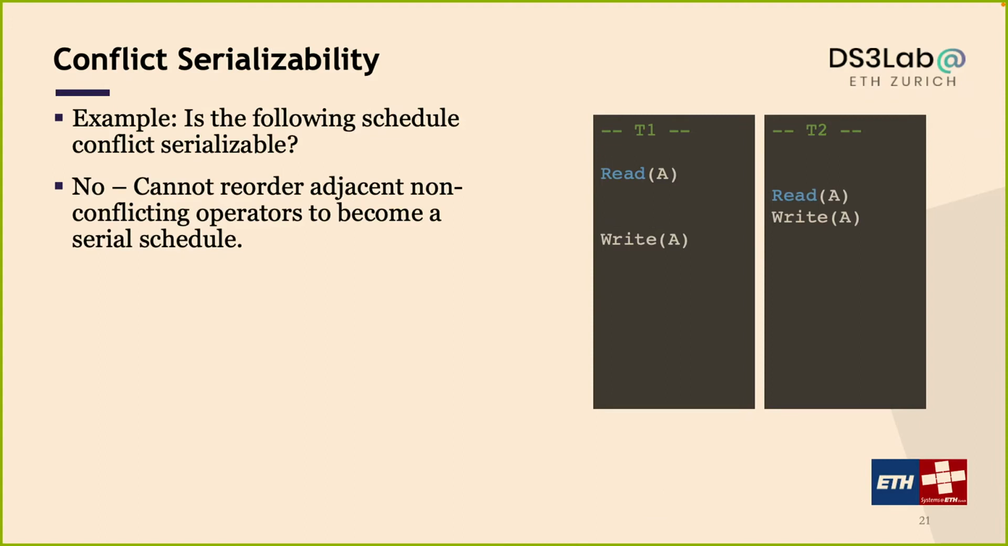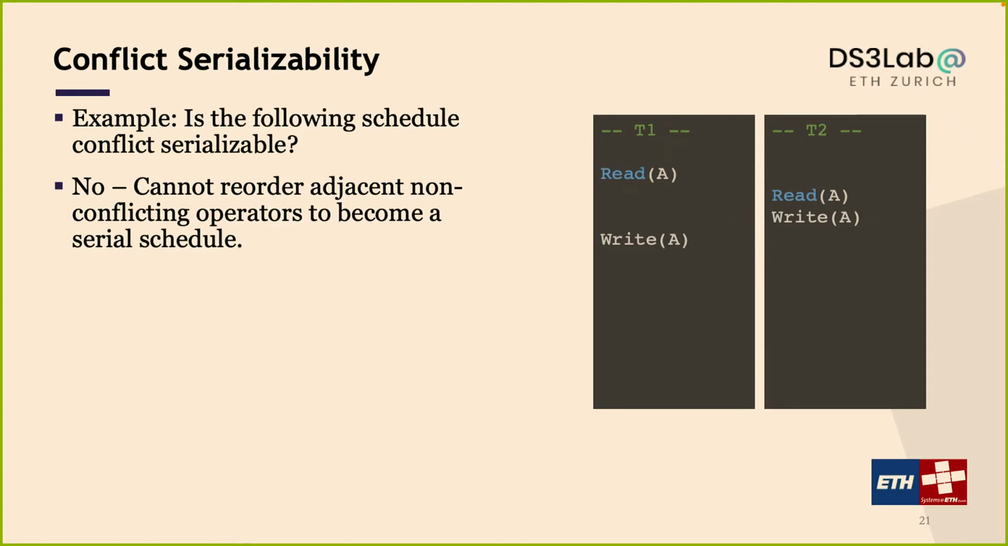So now let's look at one example. I have these two very simple transactions, T1 and T2. T1 reads A, and then T2 reads A, writes A, then T1 writes A. Is this schedule conflict serializable? Well, in this case, no, right?